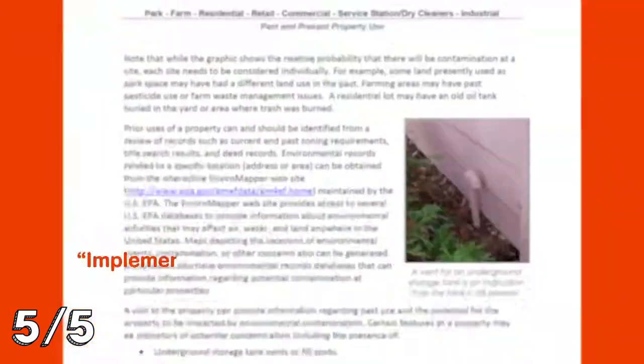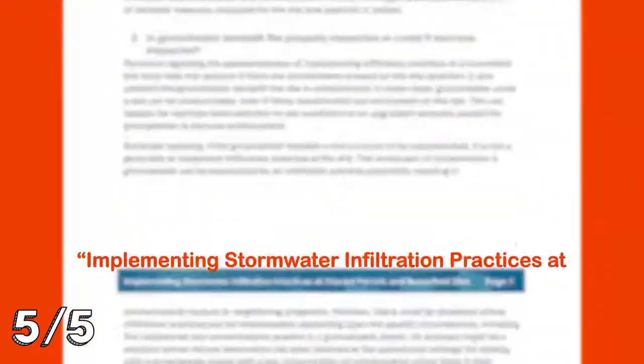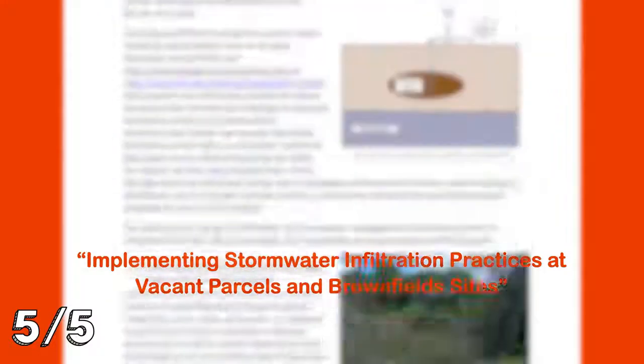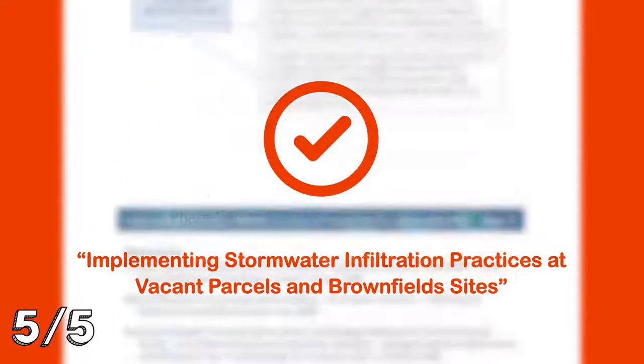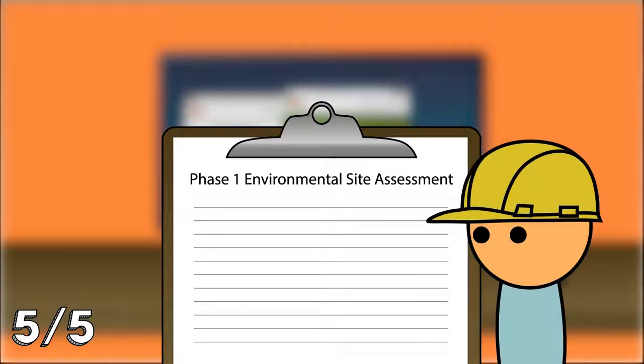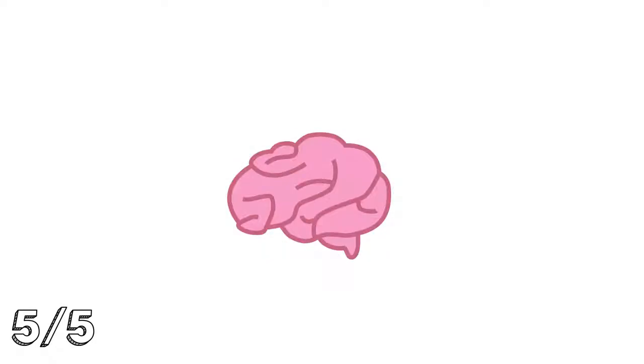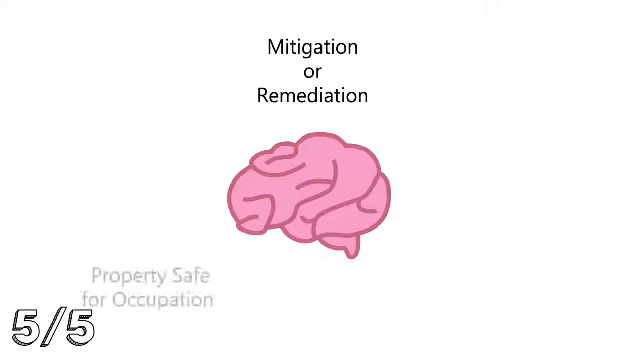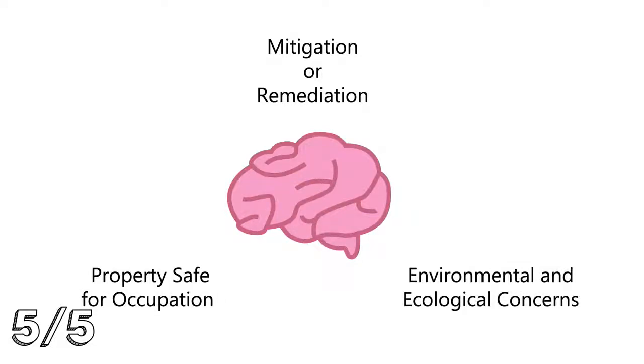This tool should be used in conjunction with the EPA's Implementing Stormwater Infiltration Practices at Vacant Parcels and Brownfield Sites document. Prior to the initiation of any brownfield site reuse or redevelopment, a site assessment should be done to evaluate the potential for contamination to exist. Knowledge regarding any potential contamination is needed to plan for any potential mitigation or remediation to make the property safe for occupation and to address environmental and possible ecological concerns in a safe and cost-effective manner.